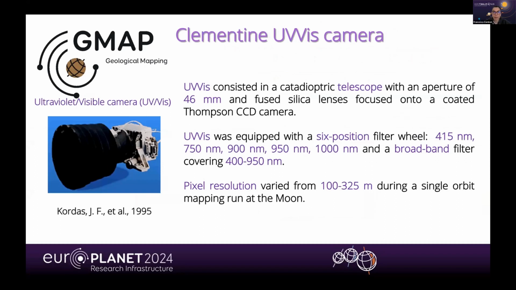Let's start with Clementine, which is one of the main instruments whose products you will analyze. Clementine was equipped with an ultraviolet and visible camera, which has 6 filters and covers a range of wavelengths between about 400 and 1000 nanometers, which is the typical range of operation of a camera. And the pixel resolution during the acquisition in each single orbit was between 100 and 300 meters per pixel.